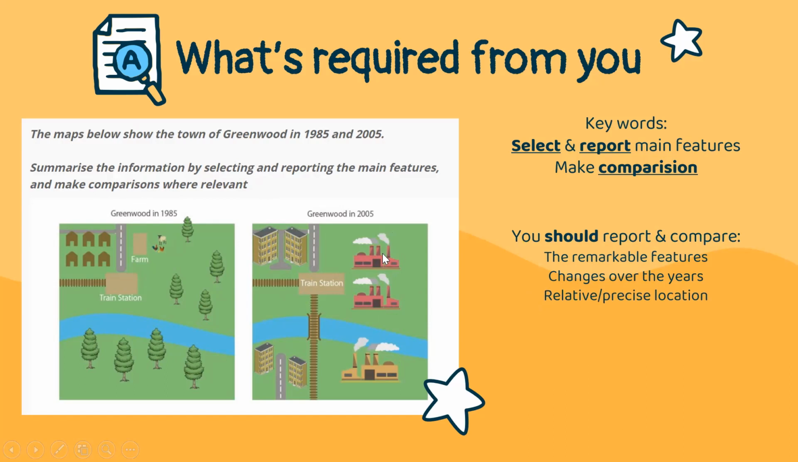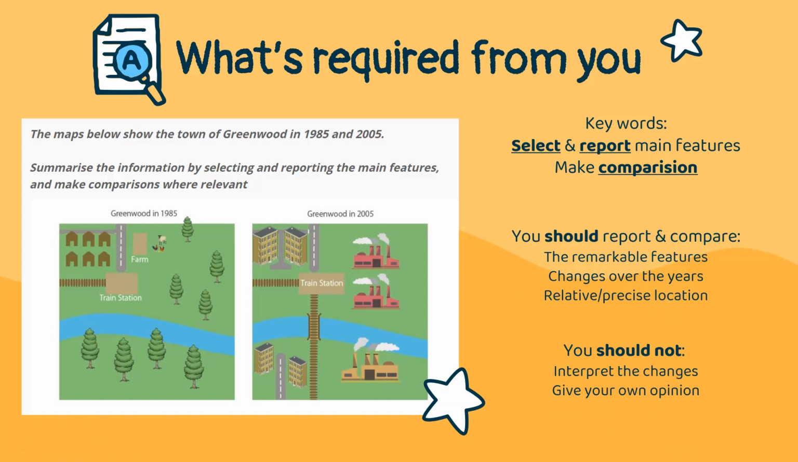You also need to describe their relative and precise site location. What does that mean? For example, you could describe that the yellow factory here was on the lake, on this corner, or next to the river. Relative means that you are comparing its location to other locations, and precise means you are pointing directly at it.